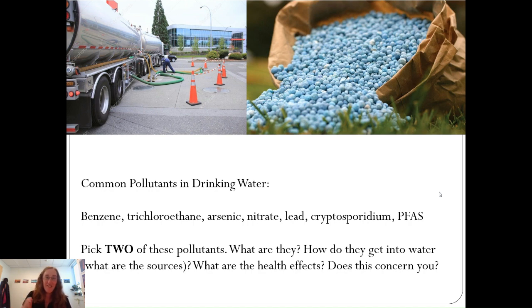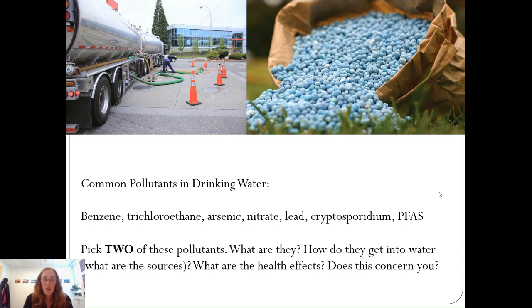So here's your final slide. And you're looking at common pollutants in drinking water. So I have just an example list here of different types of things that get into drinking water and then the issues that they might cause. So benzene is an example, trichloroethane, arsenic, nitrate, lead, cryptosporidium, and something called PFAS.